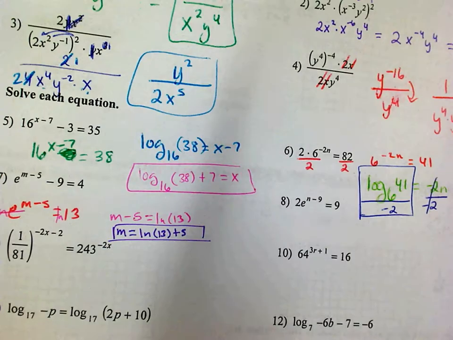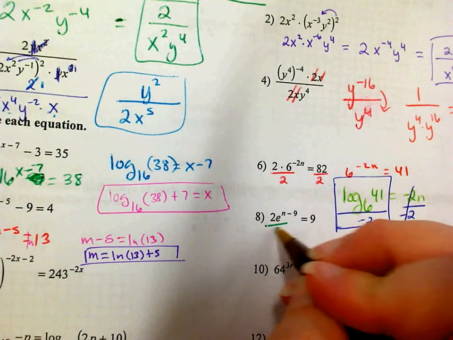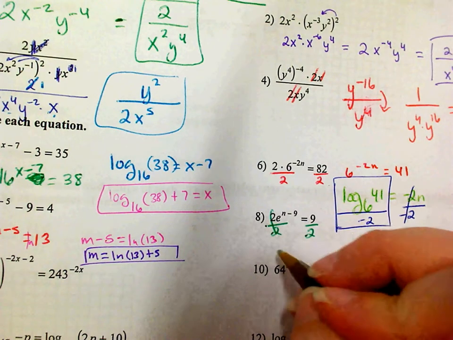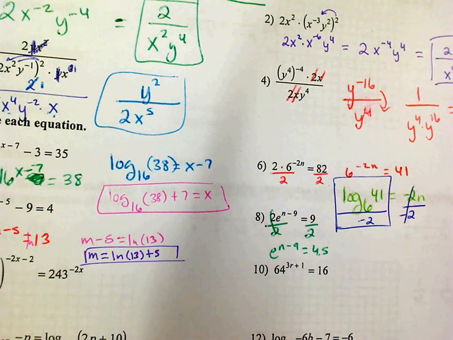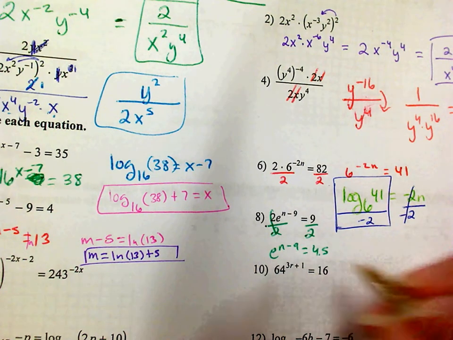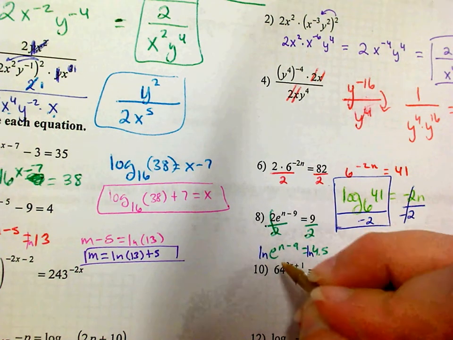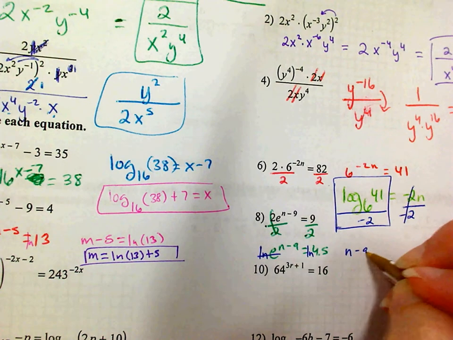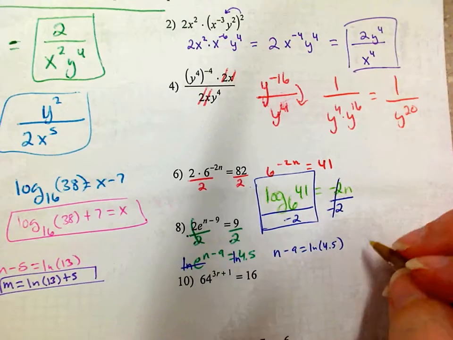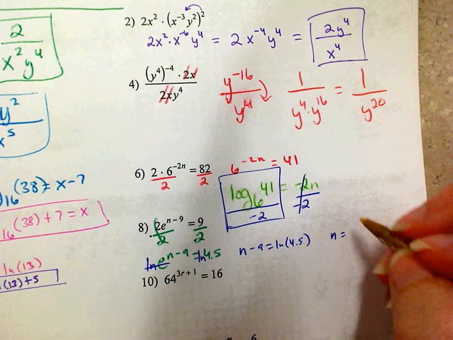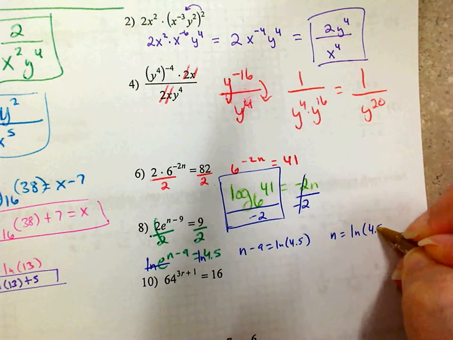Same deal on this one. Get the exponential alone, so you want to divide by 2. So I've got e to the n minus 9 equals 4.5, or 9 halves, I don't really care. What cancels that e? Natural log. So I take the natural log of both sides, so I've got n minus 9 equals the natural log of 4.5. I want to solve for n, so I add 9. n equals the natural log of 4.5 plus 9.